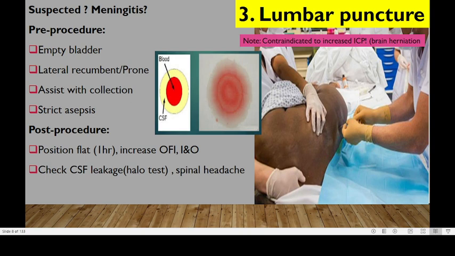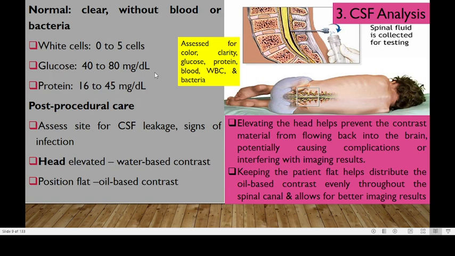for 1 hour just to increase at least the fluid in our body. Okay, and also check for cerebrospinal fluid leakage. You could do the halo test here, right? You can do the halo test in this case, where in case we have leakage, we will be having such a representation, all right, or the spinal headache.